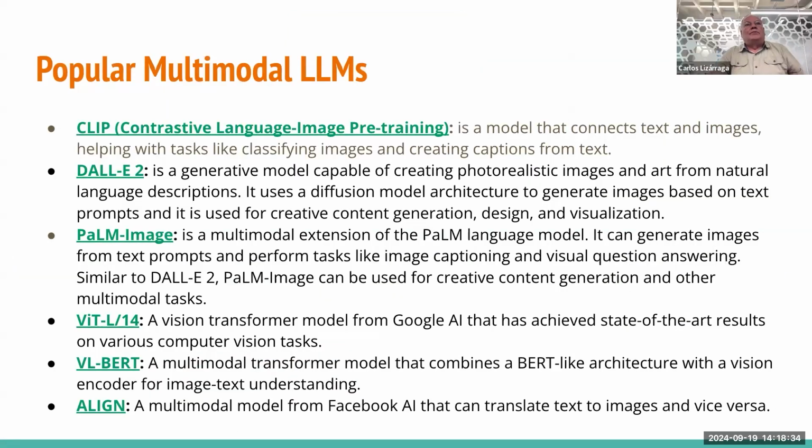Okay, there are some popular large language models which are multimodal. There's CLIP, which is Contrastive Language-Image Pre-training. This model handles text and images, and classifies images or creates captions from the text. Also, DALL-E 2 from OpenAI is a generative model for creating images which are very photorealistic or of some art, just following the natural language description.